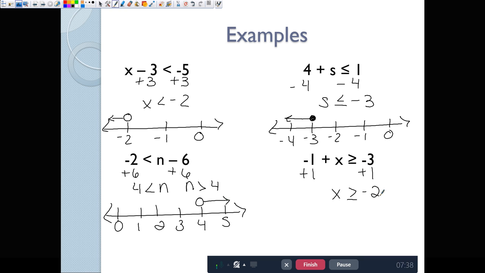And what I like to do, I like to write the symbol before solving, before adding, or subtracting, or multiplying, or dividing, so that you know that that's what your symbol is going to be, okay? So I have x is greater than or equal to -2. So is this going to be open or closed? Closed and to the right. So that's adding or subtracting. The next side is going to be multiplying and dividing.